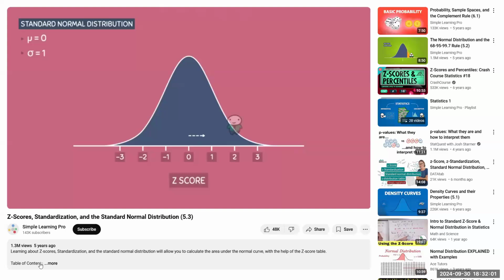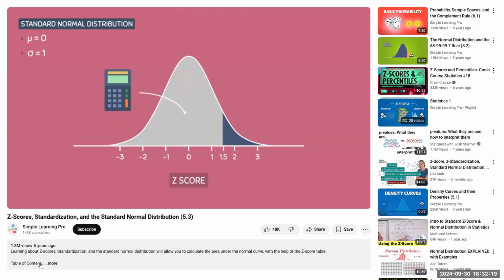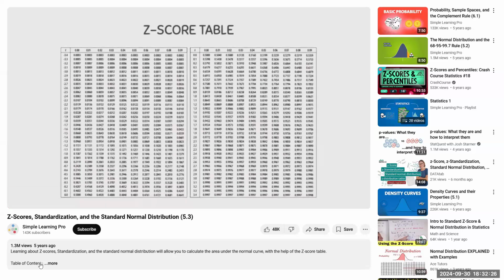A z-score tells us how many standard deviations an observation is from the mean. For example, a z-score of -2 tells me that I am 2 standard deviations to the left, and a z-score of 1.5 tells me that I am 1.5 standard deviations to the right of the mean. Most importantly, a z-score allows us to calculate how much area that specific z-score is associated with, and we can find out that exact area using something called the z-score table, also known as the standard normal table.